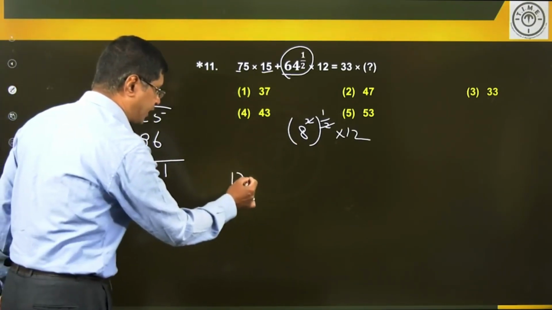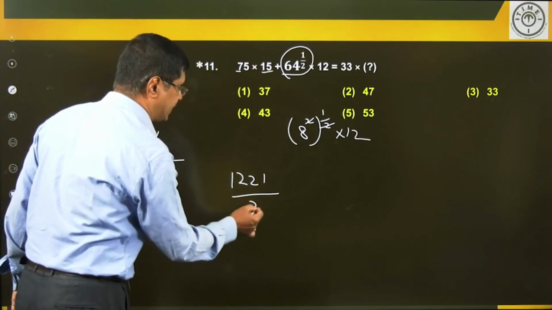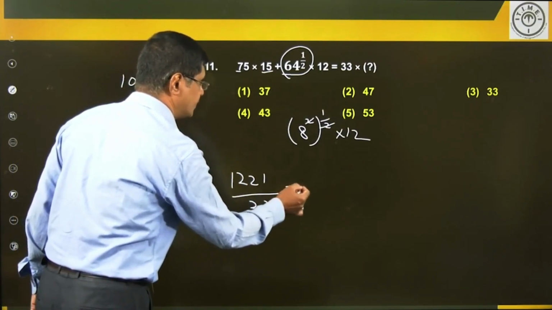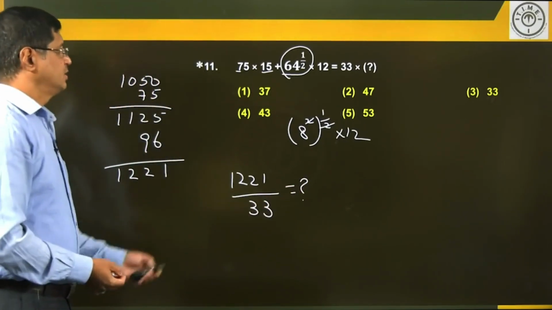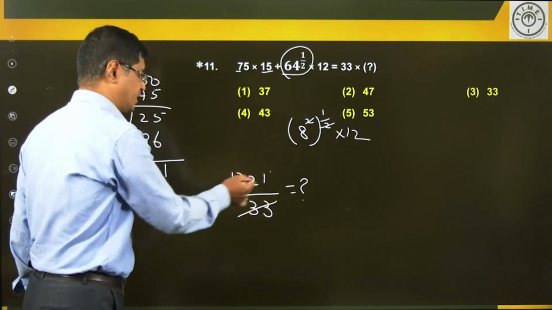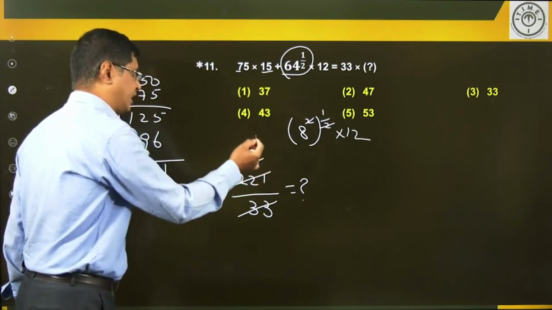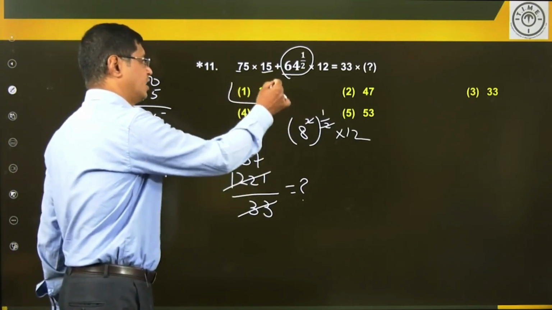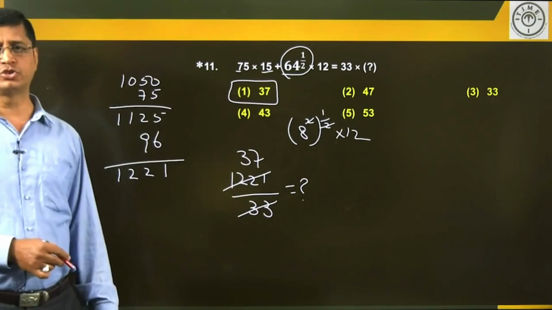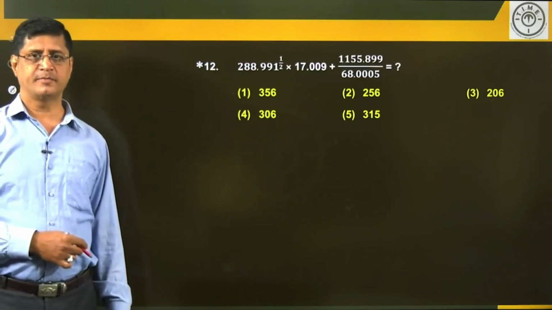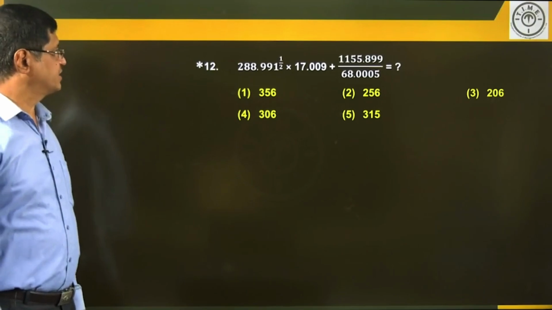1221 divided by 33. That is the value of question mark. Now, simplify this. It was exactly 37 times. So, what is the right choice? Option number 1. First choice is the right answer. Right, look at the next example.